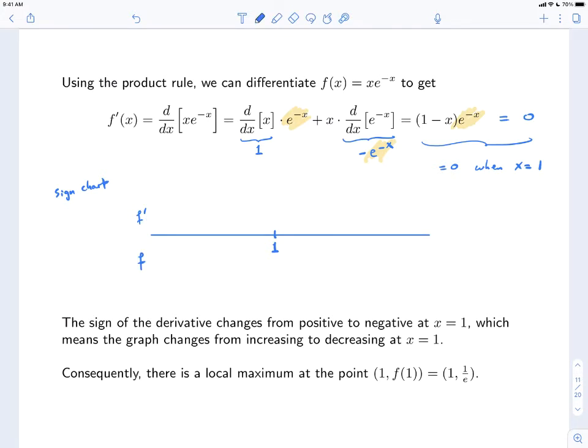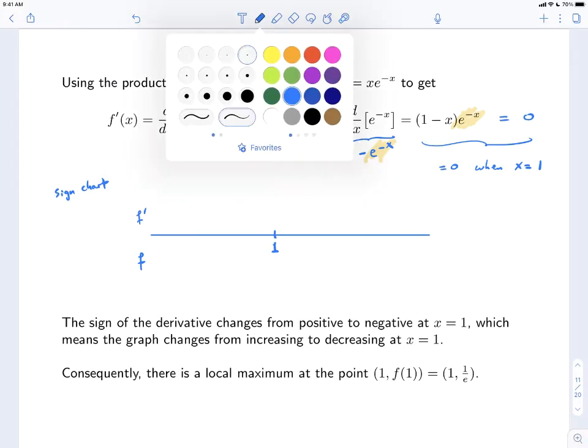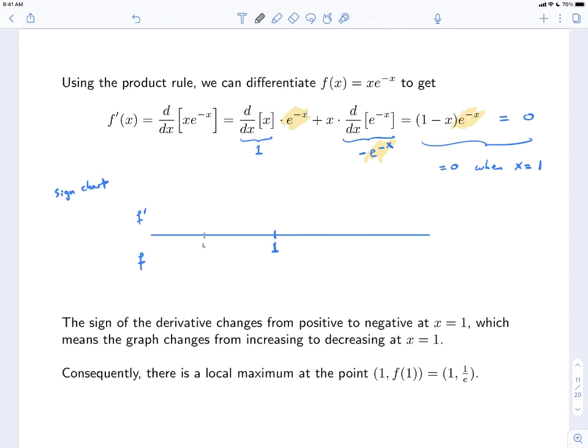Okay, so all we have to do is pick one point to check on either side of 1. So for example, let's just pick 0 here. If we pick 0, we just check what the derivative is at 0. So f prime at 0 is 1 minus 0 times e to the negative 0. Well, that's just 1. So in particular, it's positive there.